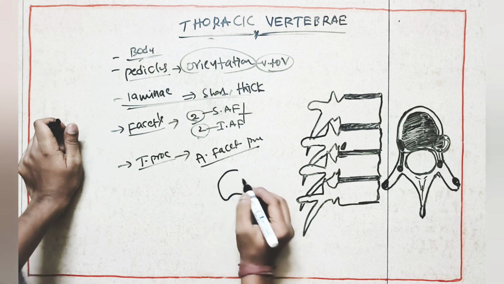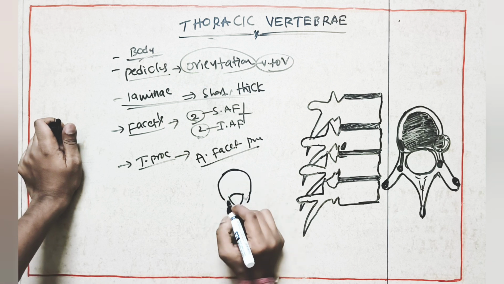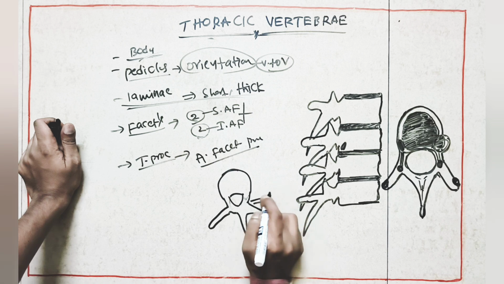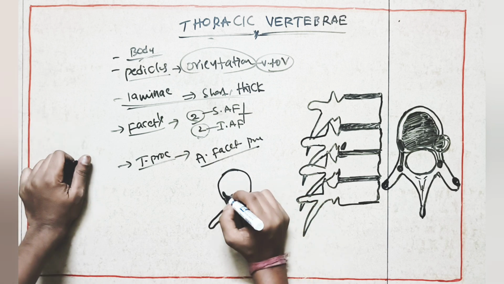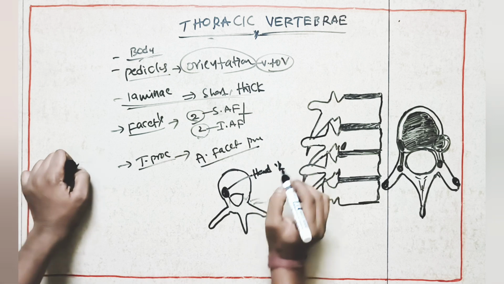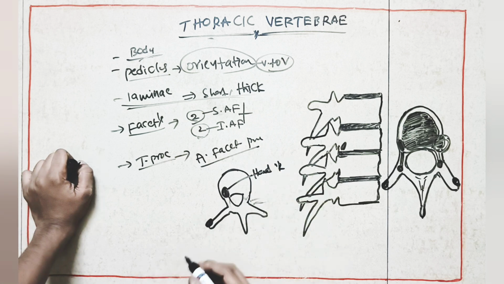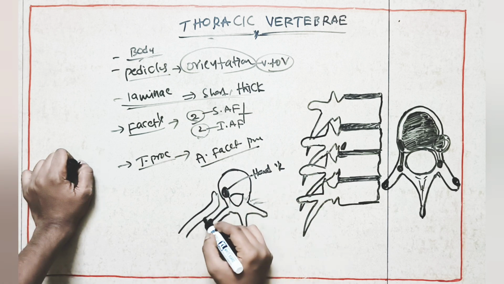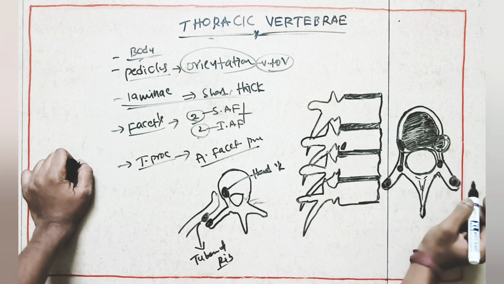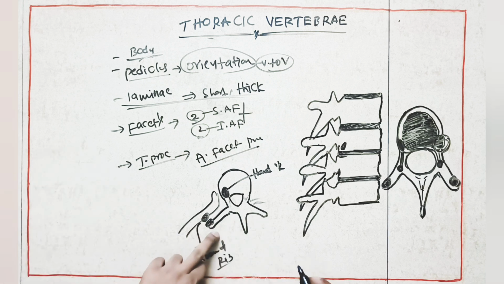Suppose you take this body of the vertebra, here again we have the pedicle. The transverse process will be like this. In the body of the vertebra we have the demi-facet for the head of the rib. In the transverse process we have an articular facet to articulate with the tubercle of the rib. This is the one special structure we can see here.